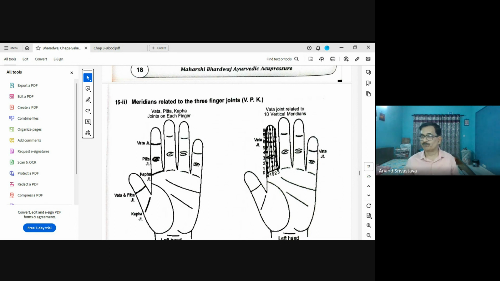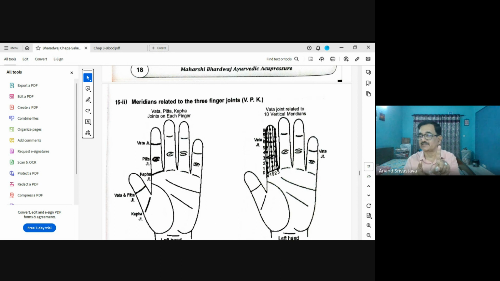In the same way, this finger, suppose I plot any organ in it, even then it can be said that this organ consists of all these elements, whatever element has been proposed in the Ayurvedic concept, Ayurvedic acupressure. So the Vata joint, suppose there are meridians. The vertical meridians are plotted this way, from the lower proximal joint to the upper joint.